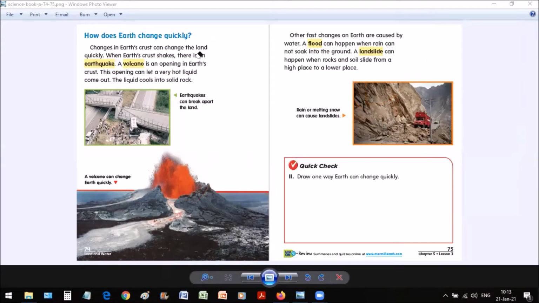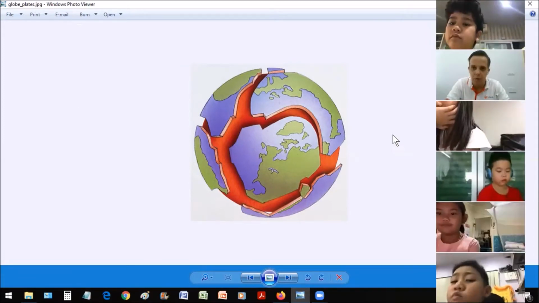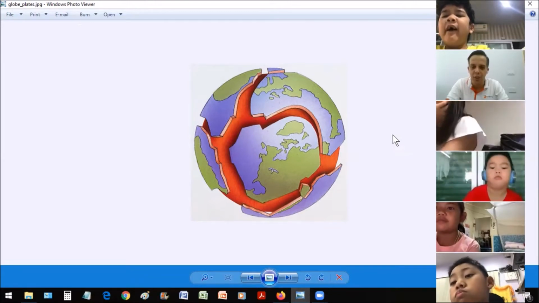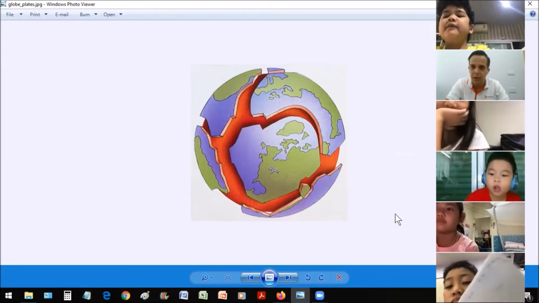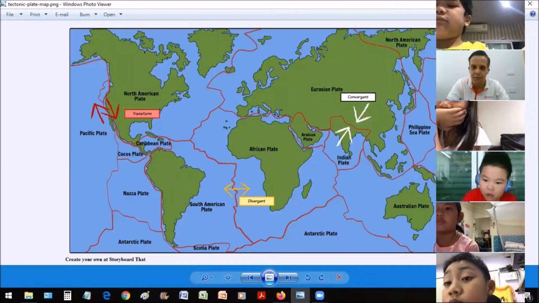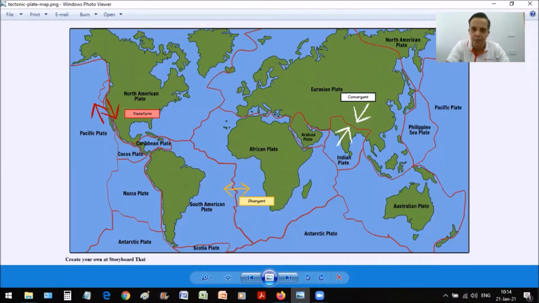Did you know that Earth's crust is not made of one single piece? Actually, Earth's crust is broken into pieces like this. Did you know that? No, you didn't know. So now you know. Earth's crust is like a big jigsaw puzzle that looks like this. Look at that. Earth's crust is broken into many pieces.